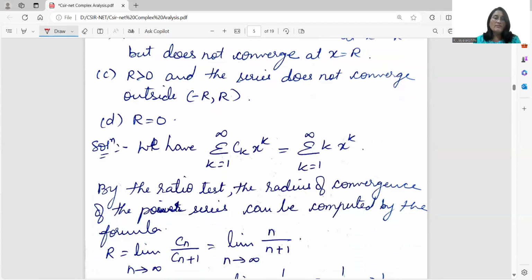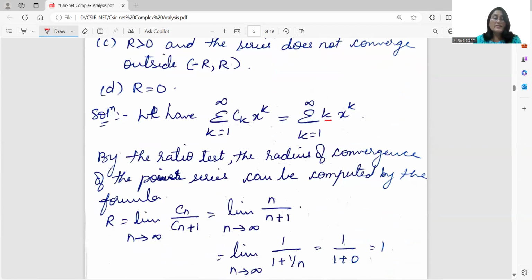So what we have is summation k equals 1 to infinity c k x power k. And here, instead of c k, what we have is k. So we apply the ratio test to it. And by applying the ratio test, the radius of convergence of the power series can be computed by this formula.